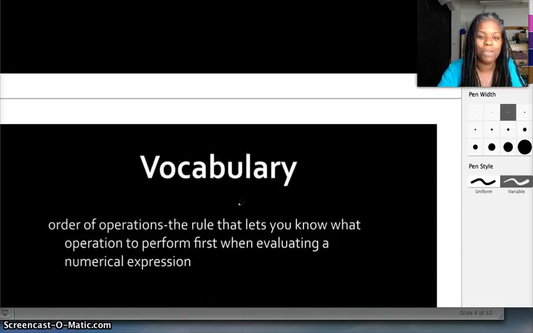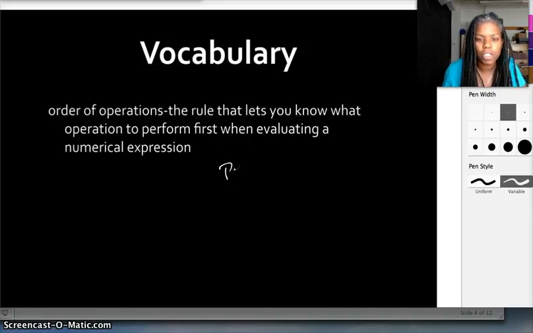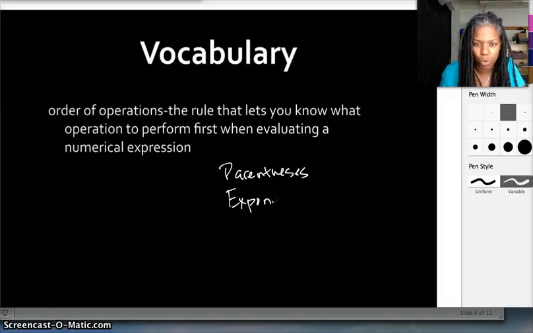The next thing we need to recall is order of operations. How do we organize our operations? How do we know what to do first? The first thing we're going to do is what is in parentheses. The next thing is, if there are any exponents, we do whatever operation we need to do for exponents. The next thing is multiplication and division.